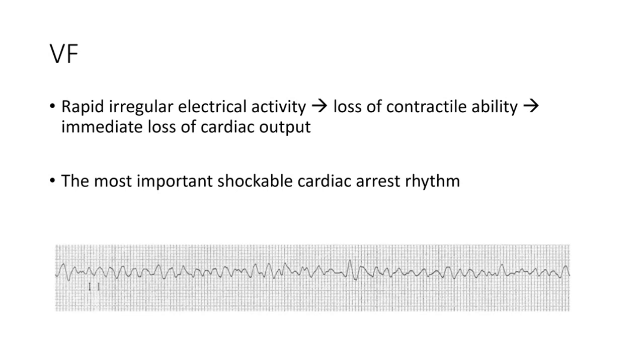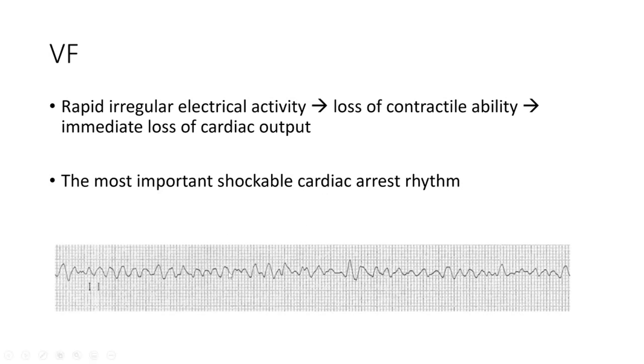So the first one I want to talk about is ventricular fibrillation. This is rapid and irregular electrical activity in the ventricles. It means that the ventricles aren't able to contract in that coordinated way, and it means that there's automatically a loss of any meaningful cardiac output. It is a shockable rhythm, which means it does respond to defibrillation.